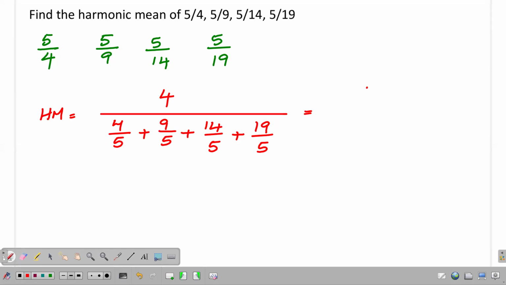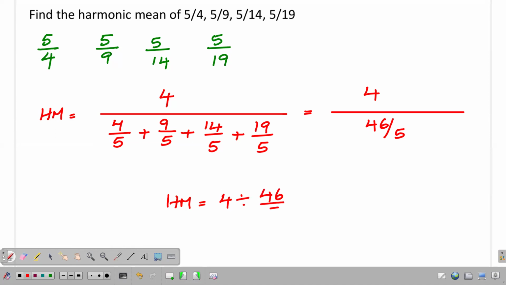Now it's very simple. 4 divided by, we can add these 4 and 9 and 14 and 19. 9 plus 4 is 13. 13 plus 14 is equal to 27. Plus 19, it is equal to 46. So the total is 46 upon 5. So what is that harmonic mean now? It will be 4 divided by 46 upon 5.